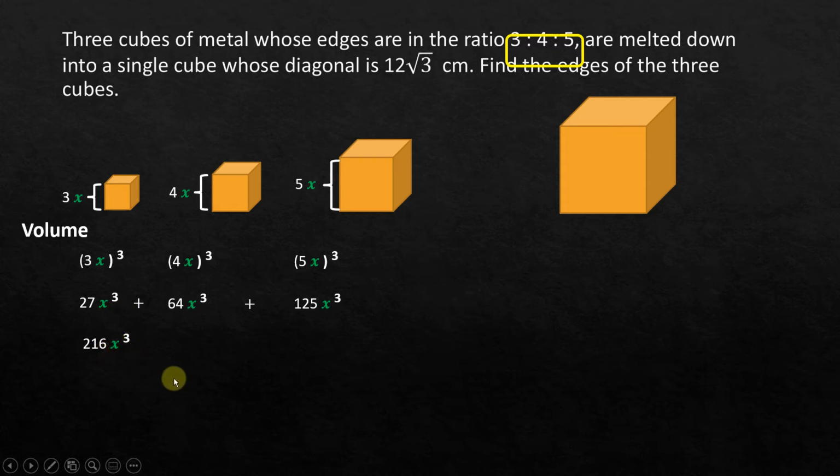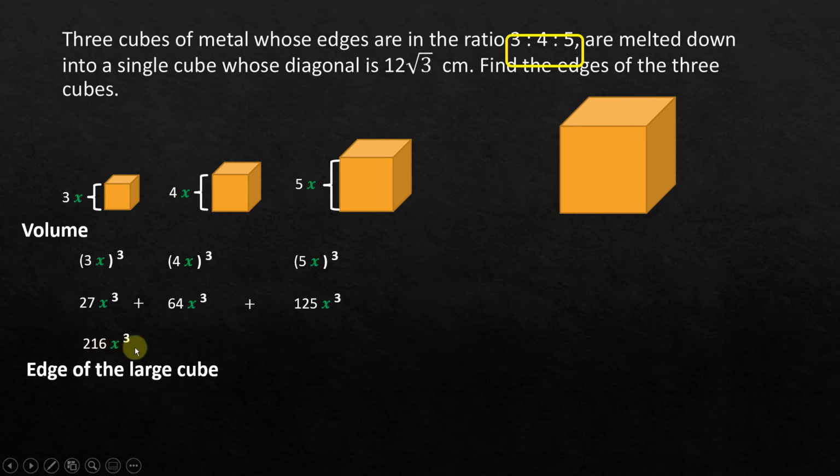So this is the total volume of the three cubes, and it is also equal to the volume of the bigger cube, which is formed by melting these three cubes and using the metal to form this. So edge of the large cube.